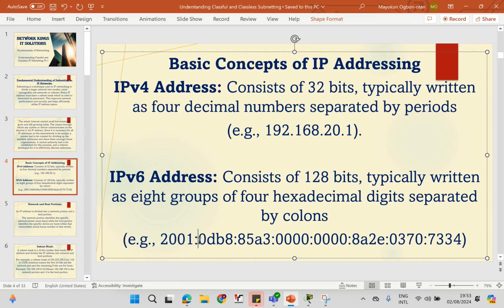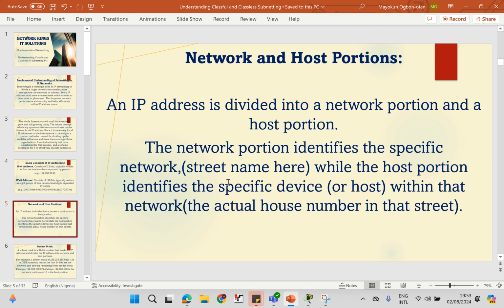IPv6 is separated by colons. So, for instance, if you are asked to differentiate between IPv4 and IPv6, our focus in this class is IPv4. So let's move on now.